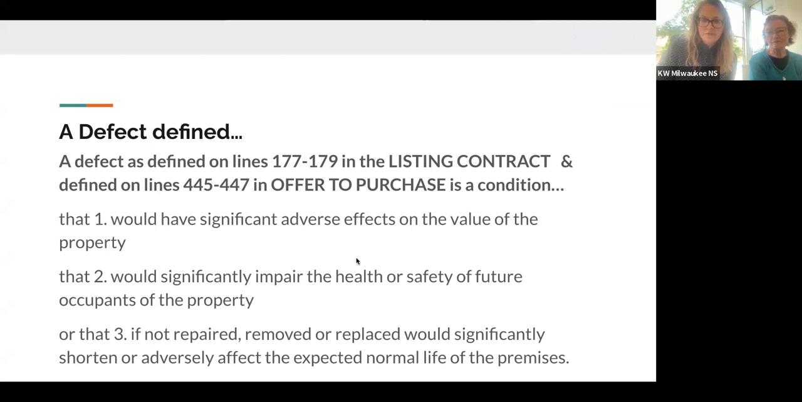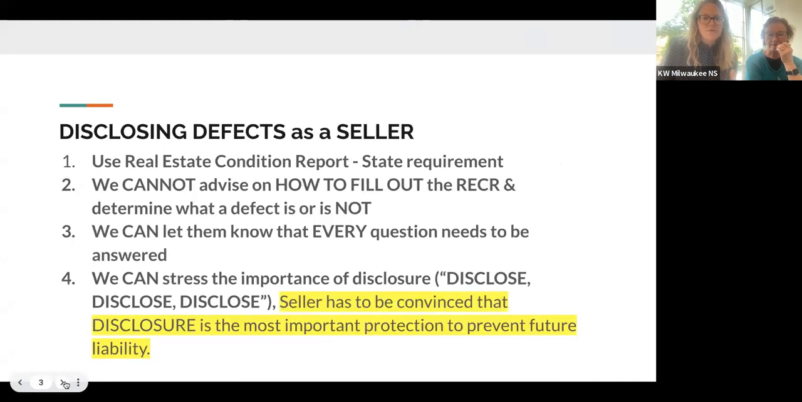So using this definition, the seller and buyer, consumers and clients, would use this definition and respond accordingly. From the seller's perspective, they need to use this definition to disclose defects. So, disclosing defects as a seller, we're going to use the real estate condition report.